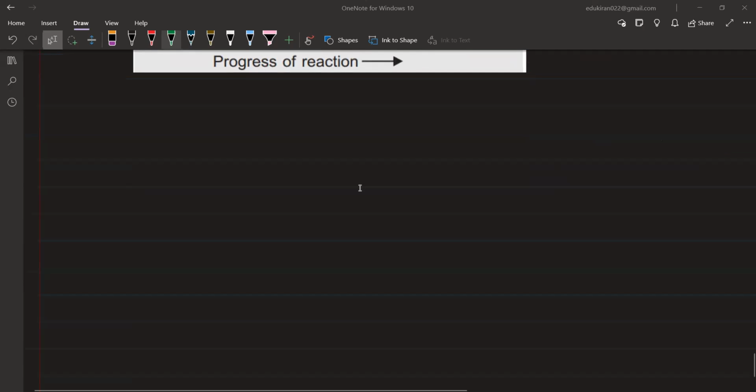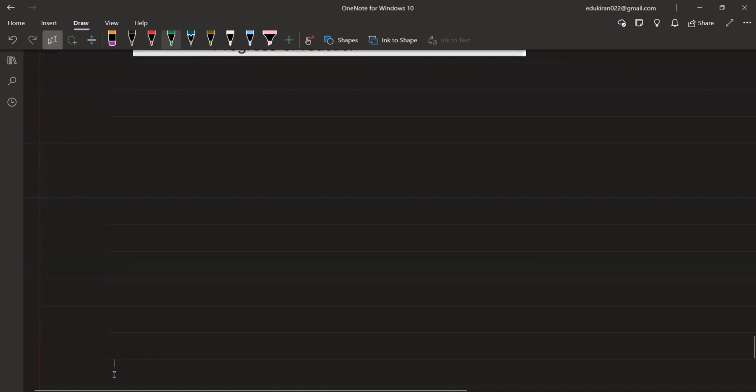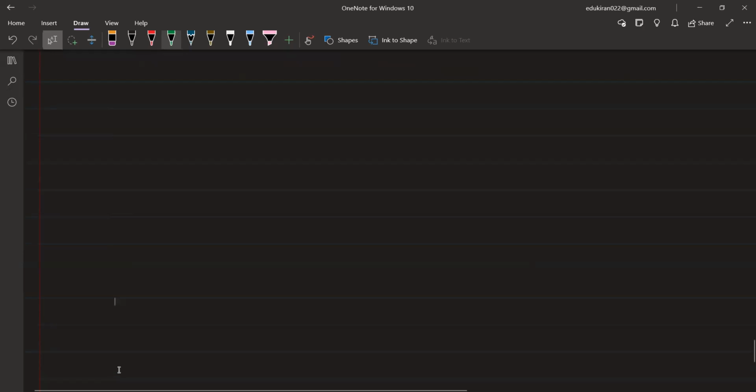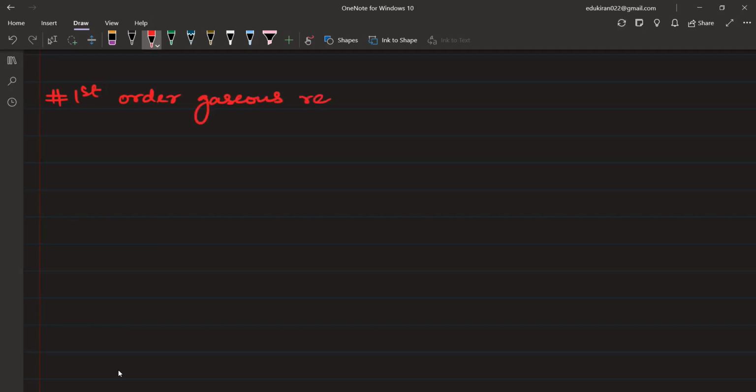Write one topic which will be helpful for you guys in some numericals, okay? So write first order gaseous reaction. Now, let us suppose that we have gas A. It is giving me B gas and C gas. Generally, this happens in a decomposition reaction.